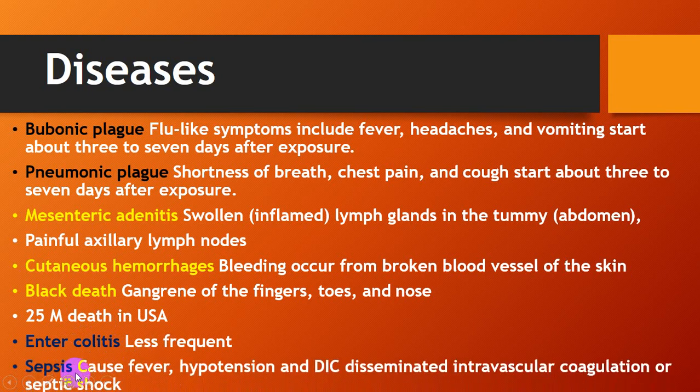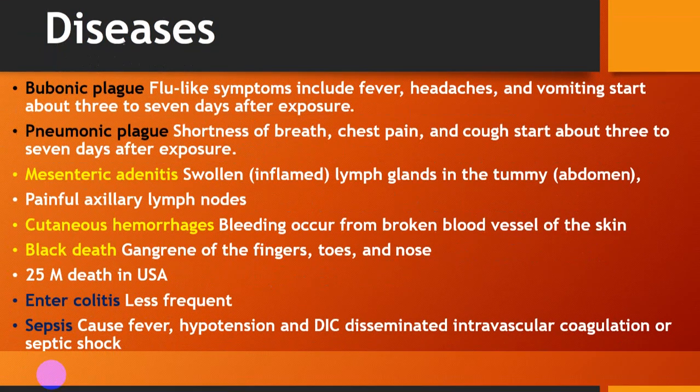The next disease is sepsis, which is not very common. It is also related to other bacteria. Sepsis causes fever, hypotension, meaning low blood pressure, and disseminated intravascular coagulation, meaning clots will form inside the vessels, and septic shock, meaning multiple organ failures occur in the patient. So in this summary of the diseases, we will remember bubonic plague and pneumonic plague, two diseases, and skin-related diseases: mesenteric adenitis, cutaneous hemorrhages, black death. And the not very common diseases are enterocolitis and sepsis.